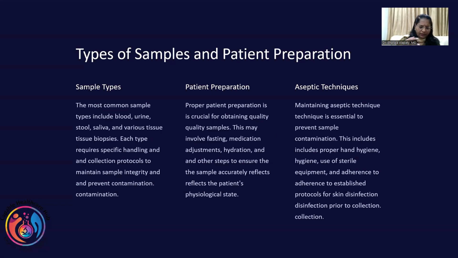Everybody, when we talk, they only talk about blood. No. We have urine, we have stool, we have saliva, we have tissue biopsies. And each type of it requires specific handling and collection protocols, to maintain that integrity and prevent contamination. When I mean contamination, what is not there is introduced, what is there is lost. Either way, the integrity of the sample is lost.